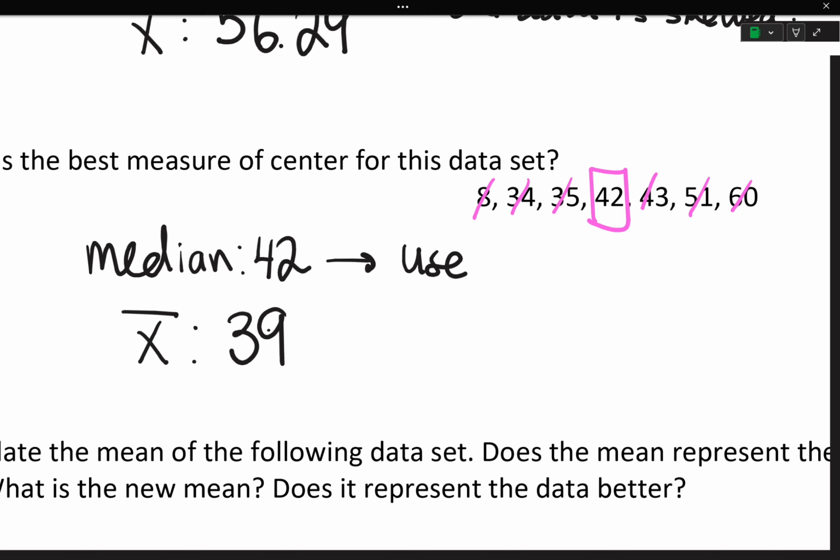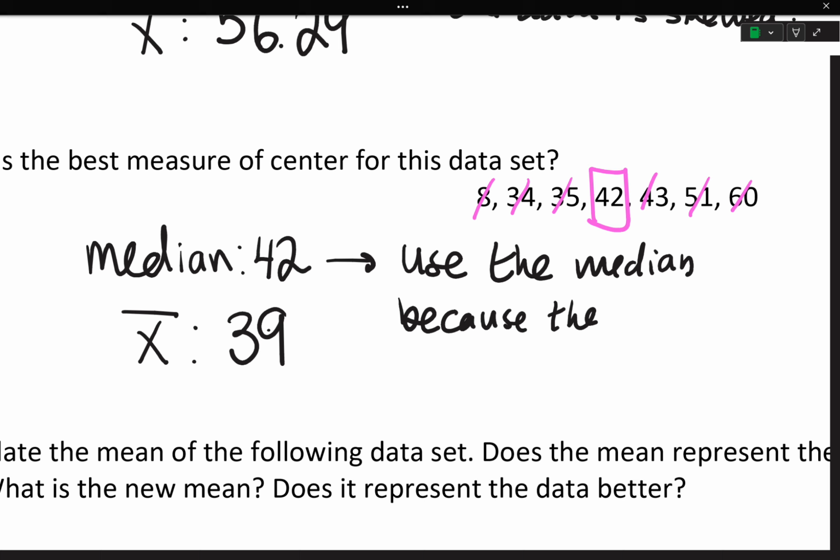So, use the median because the data is skewed.